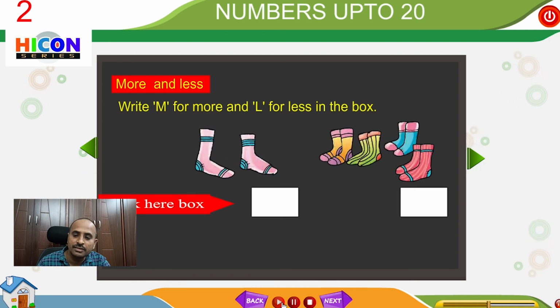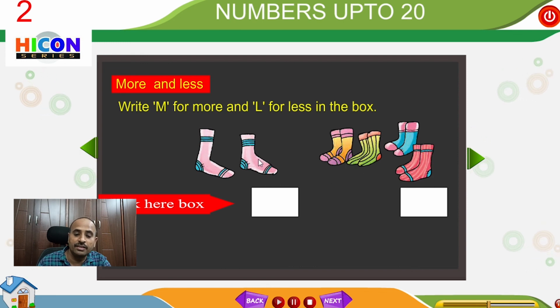So children, let us practice another exercise on more and less. Look at the pictures. We are observing pairs of socks in the pictures. In the first picture we have only one pair of socks, whereas in the second picture there are 4 pairs of socks. So the first picture contains less socks when compared with the second picture.